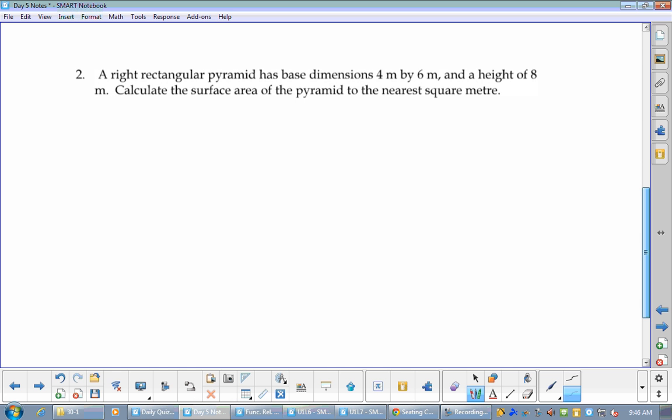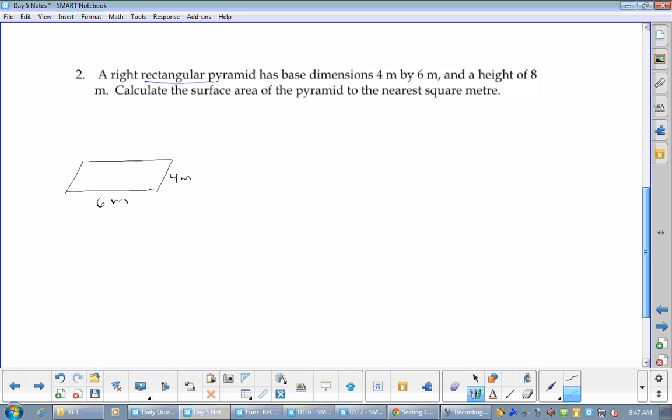Okay, next, a right rectangular pyramid has a base 4 by 6 and a height of 8. Okay, so let's draw it first. So we got our base, and it says it's a 4 by 6. So 4 meters by 6 meters.